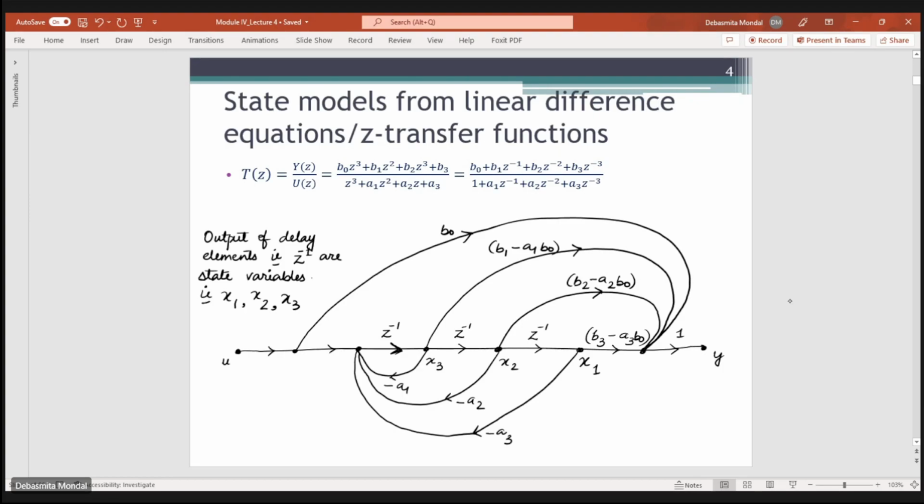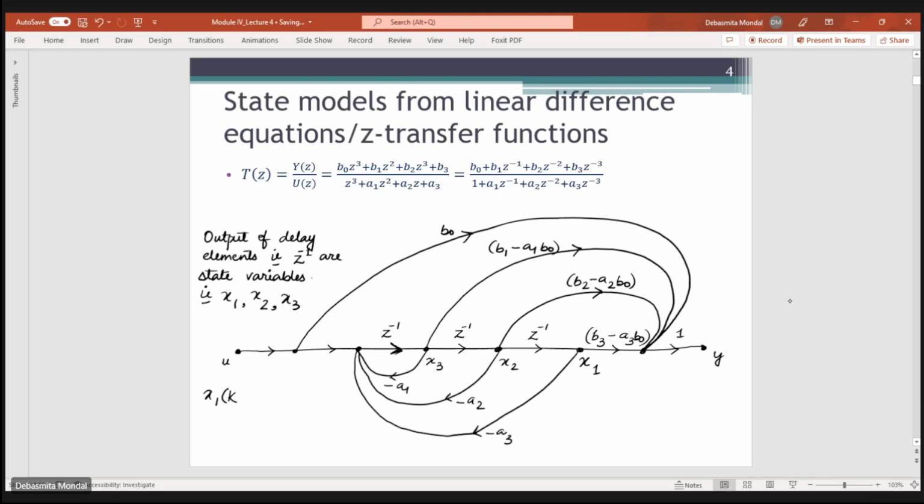Okay, so here we have three delay elements, and the output of each delay element is known as one state variable. Let's say the output of this delay element is x1, for this delay element it is x2, and for this delay element it is x3. So what you can do here is write, at the kth instant, x1 of k.